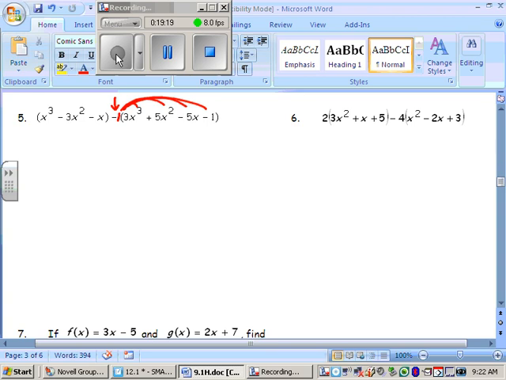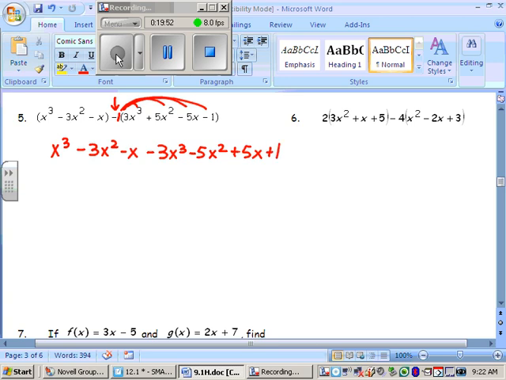So what you may want to do is drop down your first trinomial and then go ahead and distribute the negative 1 to the coefficients of each of the terms in the second parentheses. So negative 1 times 3x cubed would be negative 3x cubed. Negative 1 times 5x squared would be negative 5x squared. Negative 1 times negative 5x would be positive 5x. And negative 1 times negative 1 is positive 1.